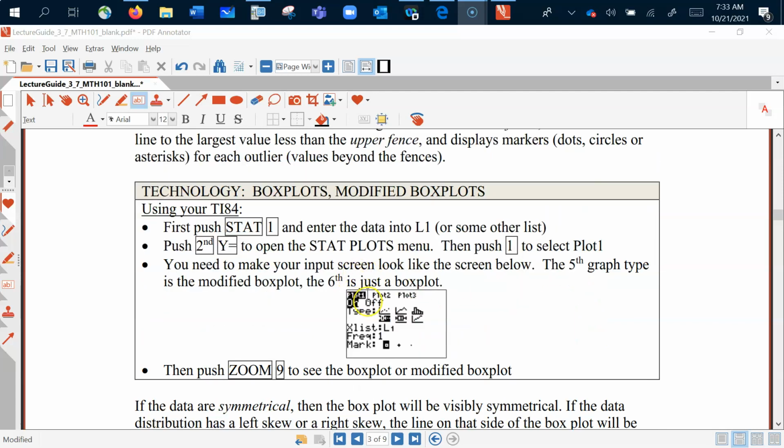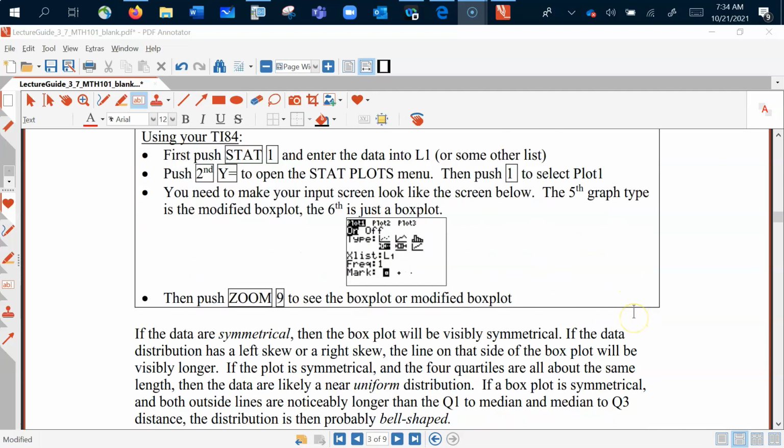To draw these, we'll use our TI-84, and I'm going to get to an example where we can see the keystrokes on the calculator directly. All right, so let's go ahead and look at an example.